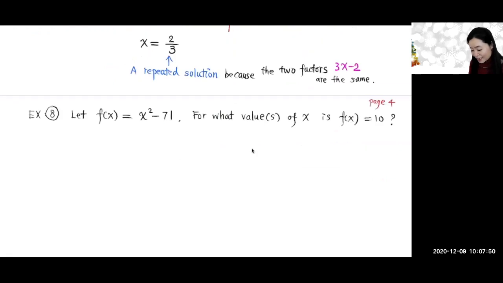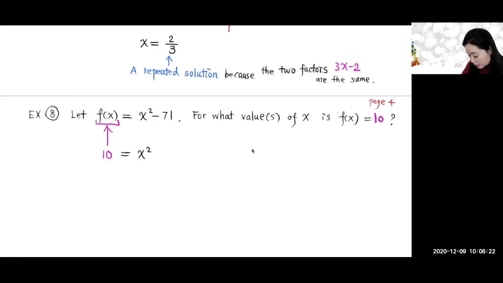So let f of x equal to this. For what values of x is f of x equal to 10? So how should we do this? Now the 10 over here is for this f of x, right? So you're going to replace this f of x here by 10.